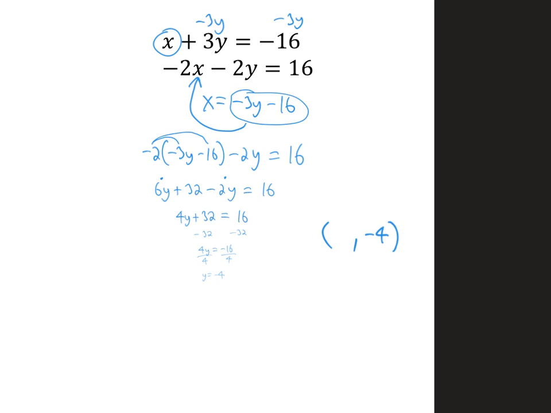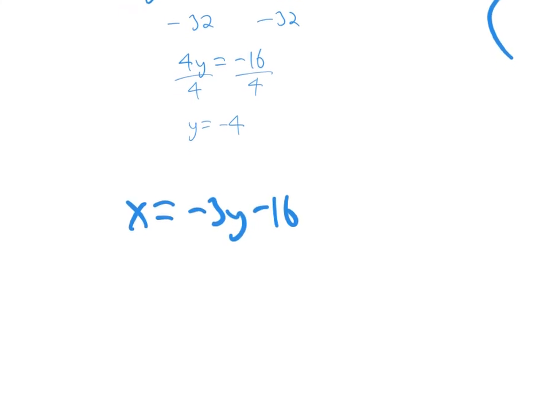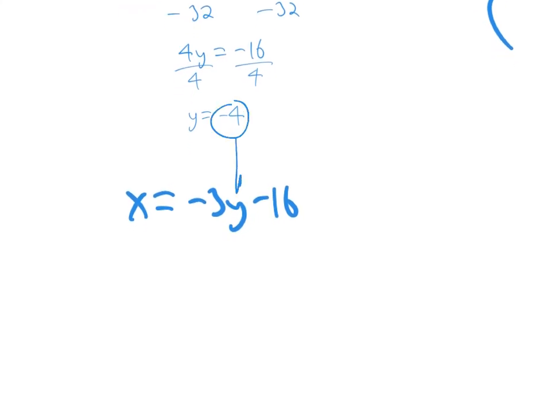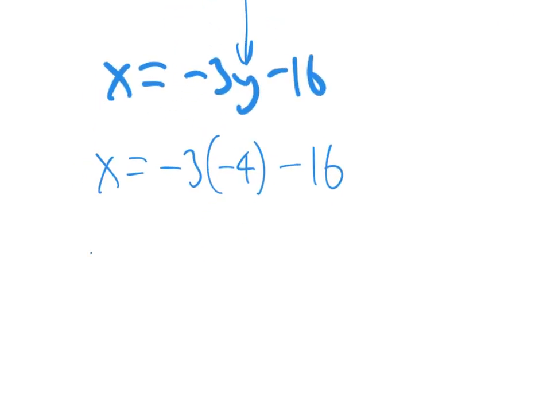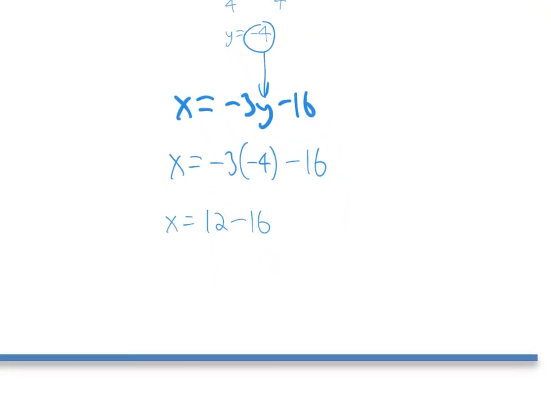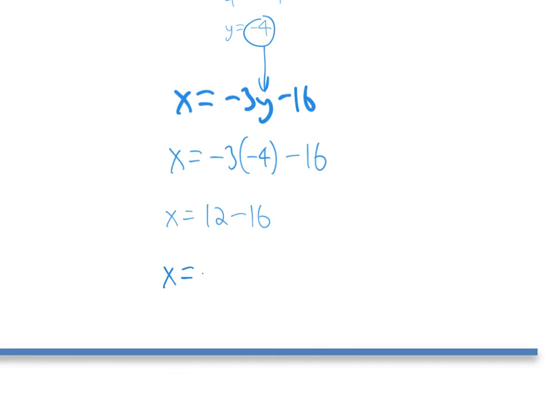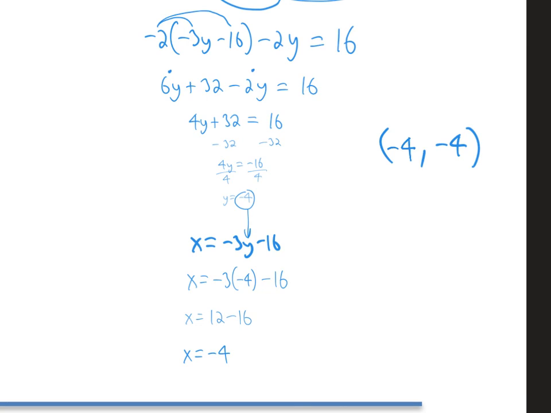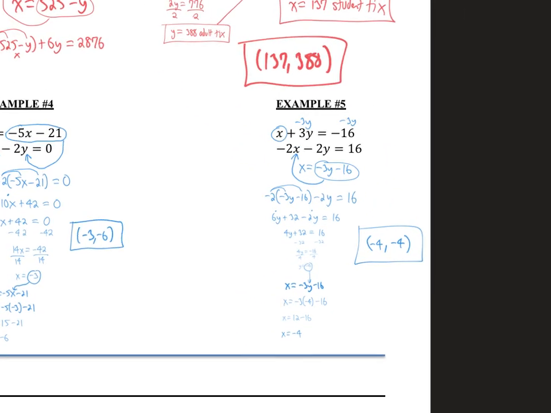All right, now we got to solve for x. We're going to plug into x equals negative 3y minus 16. We're going to plug in negative 4 in for y. Negative 3 times negative 4 minus 16. Negative 3 times negative 4 is 12 minus 16. X is going to be equal to negative 4. So our final answer is going to be negative 4, negative 4. I'll zoom out a little bit so you can hopefully see everything nicely.